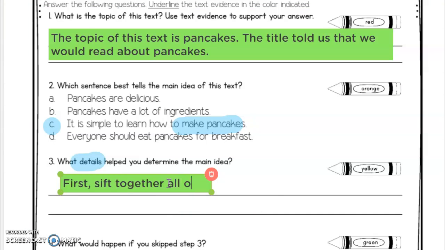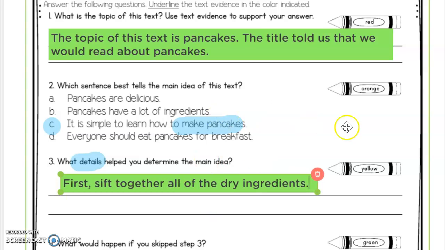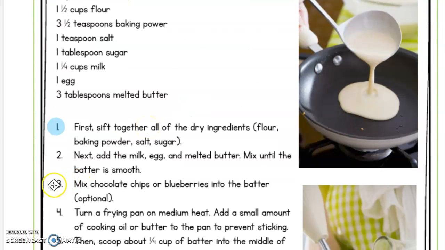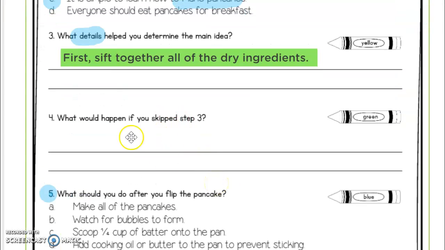Sift together all of the dry ingredients. So that's a detail that supports how to make pancakes. What would happen if you skipped step 3? Let's go back and look, and then you will choose your own idea of what will happen. Number 3, mix chocolate chips or blueberries into the batter. Do you think anything would happen if we took out step 3? Write out what you think underneath.